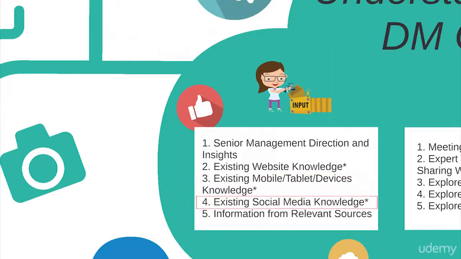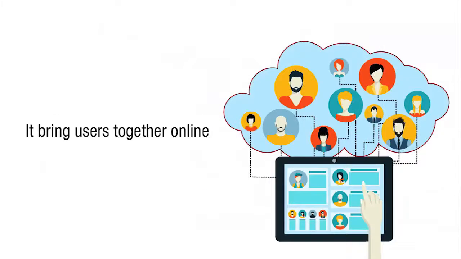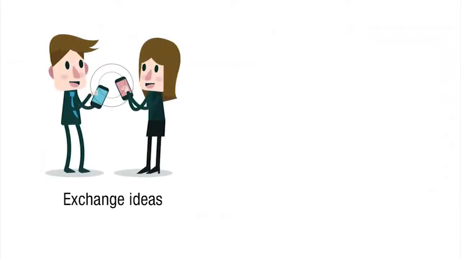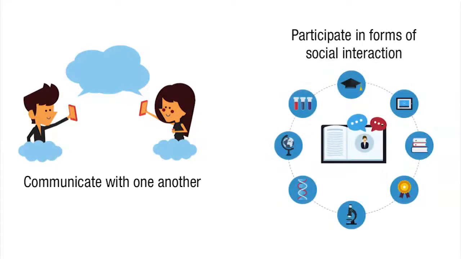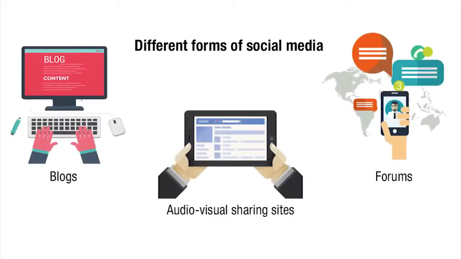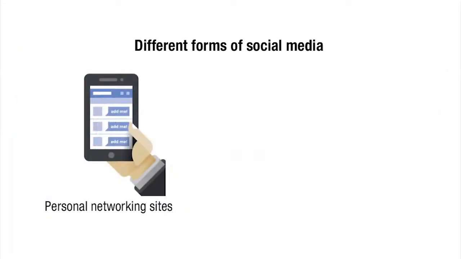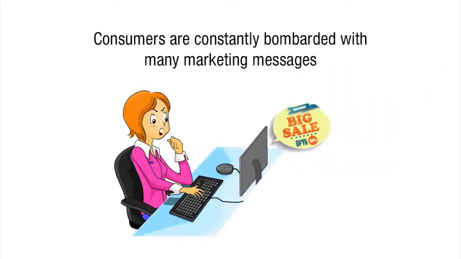Existing social media knowledge. Social media is an umbrella term that includes web-based software and services that bring users together online and allow them to exchange ideas, discuss issues, communicate with one another, and participate in many other forms of social interaction. With the proliferation of different forms of social media, such as blogs, forums, audio-visual sharing sites, personal networking sites, and professional networking sites, consumers are constantly bombarded with many marketing messages.